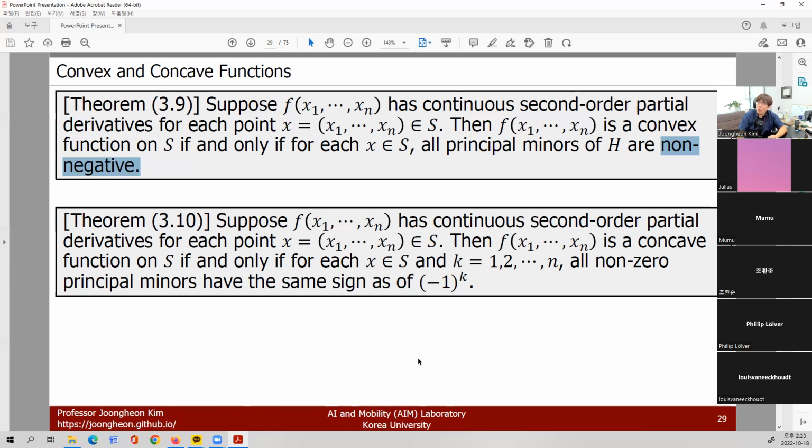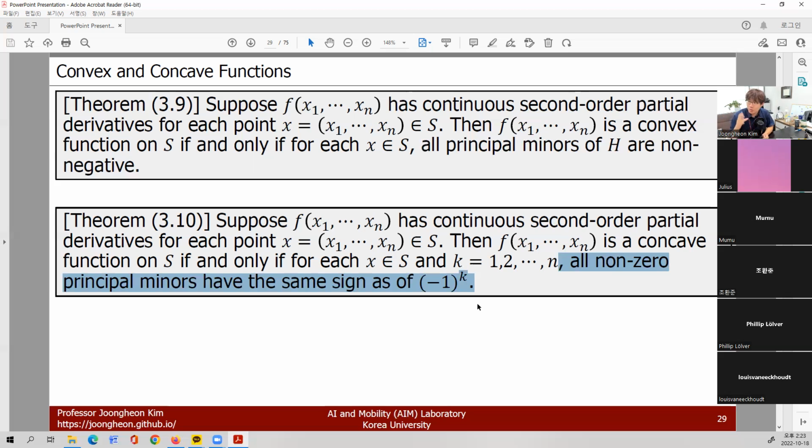That's it. Or, if the principal minors have the same sign as (-1)^k, it means that the first principal minors are all negative, the second principal minors are all positive, the third are all negative, the fourth are all positive, the fifth are all negative, the sixth are all positive, negative, positive, and so forth. Then your given objective function should be concave.